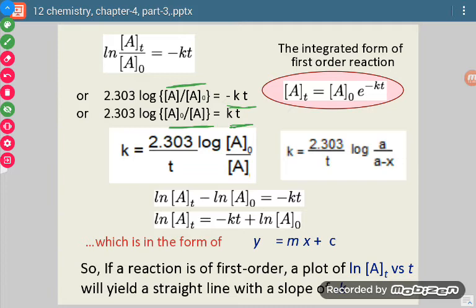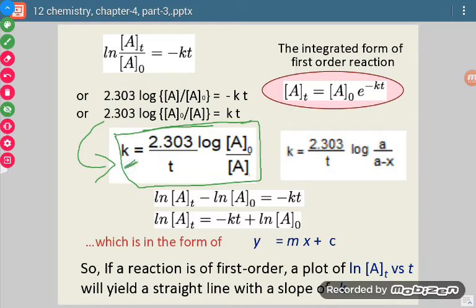Now whatever we are getting here, that can be rearranged in this form. K is equal to, I will bring T this side, then it will become 2.303 over T log of A naught over A. Now this is the very much important equation which is required for numericals. This is rate constant, this is initial concentration, this is concentration after time t.